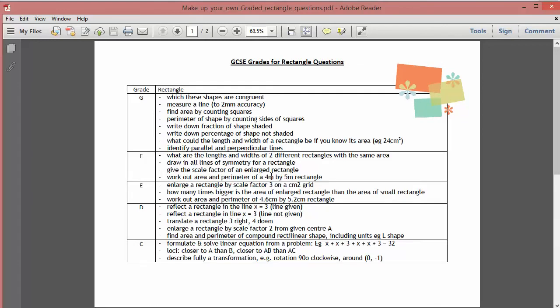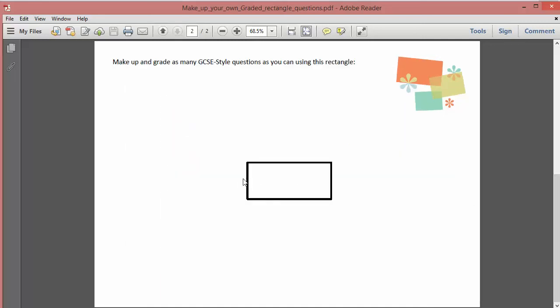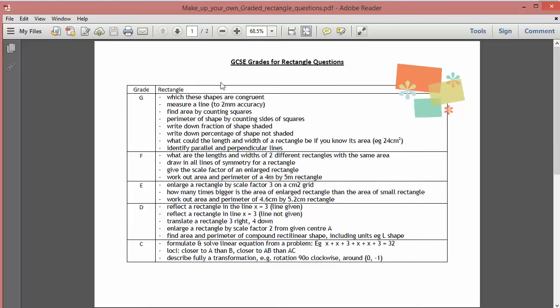But of course, here are the GCSE grade descriptors that can act as perfect prompts for this. So for example, if the students wanted to write a grade F question, they could just look at this prompt here: work out the area and perimeter of a 4 metre by 5 metre rectangle. And students could change that to maybe a 3 metre by 7 metre or something like that, and write themselves a nice little GCSE question about that and grade that question at a grade F. And they could keep working their way through the grade descriptors.